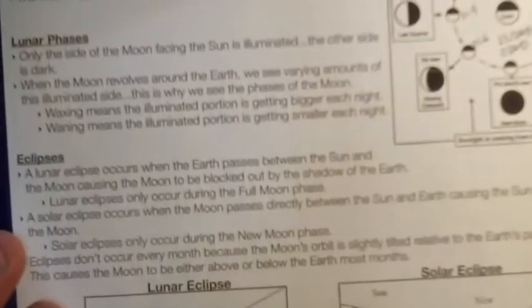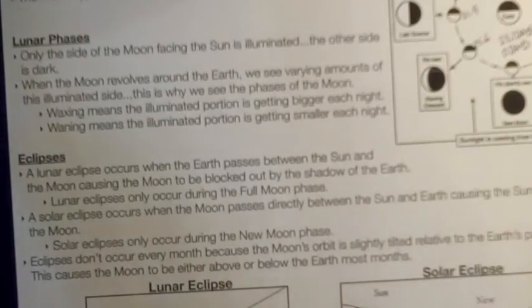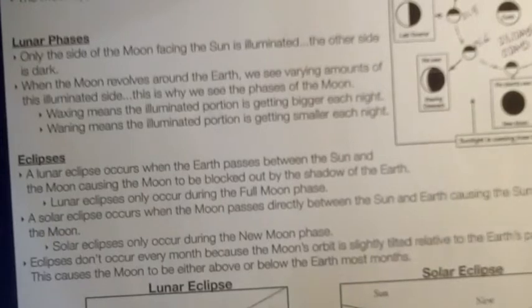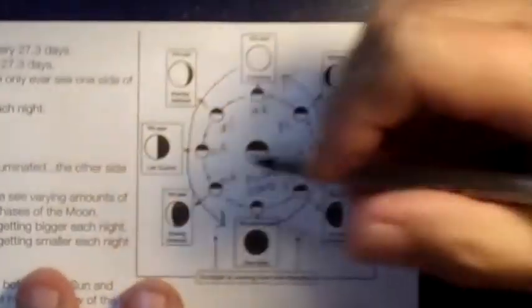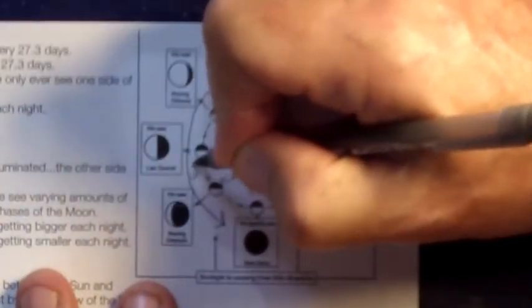Lunar phases: only the side of the moon facing the sun is illuminated, the other side is dark. When the moon revolves around the Earth, we see varying amounts of this illuminated side. This is why we see the phases. Waxing means the illuminated portion is getting bigger each night, and waning means that the illuminated portion is getting smaller. So this is the waxing portion over here. Here's the waning portion over here.